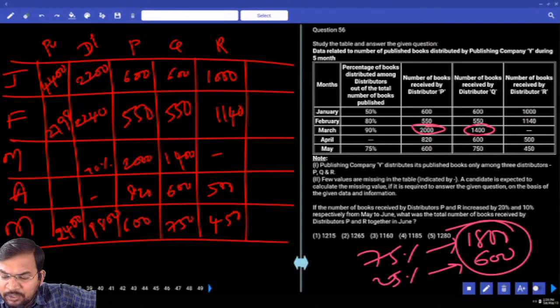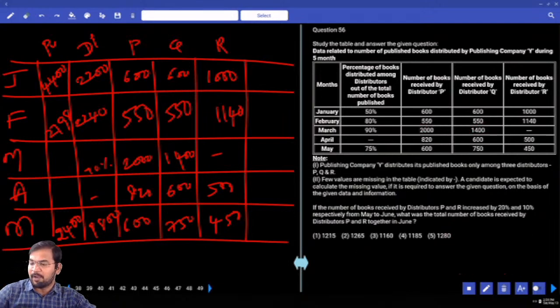Now some note also they have given. Publishing company Y distributes its publishing books only among these 3 distributors. Okay. Few values are missing. A candidate is expected to calculate the missing values if it is required. They are saying calculate if needed. Okay. No problem.